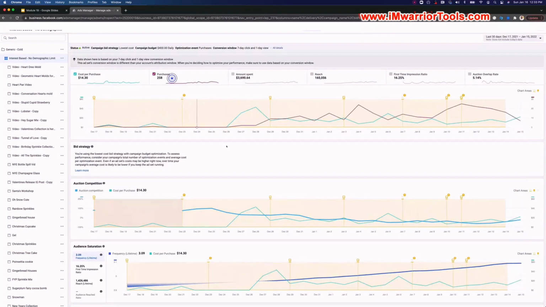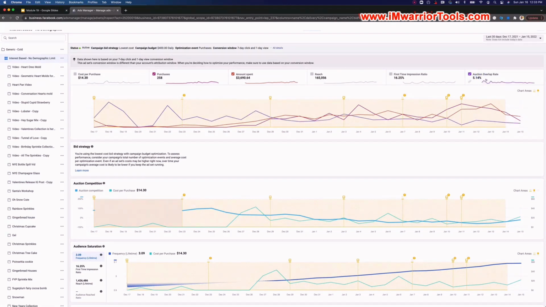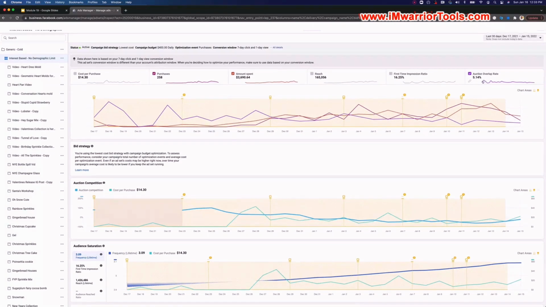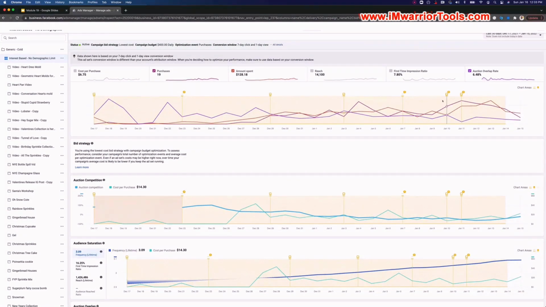So our purchases, this is really interesting, our amount spent as we scaled up followed our purchase trend line. So check this out. As we increase our spend, we're actually getting more and more purchases, meaning this audience is very scalable, which is super awesome. And we have very low auction overlap rate, and that is purely because we only have about 3 active audiences in cold. So that's really good. And you can see that this audience is very scalable because of that.